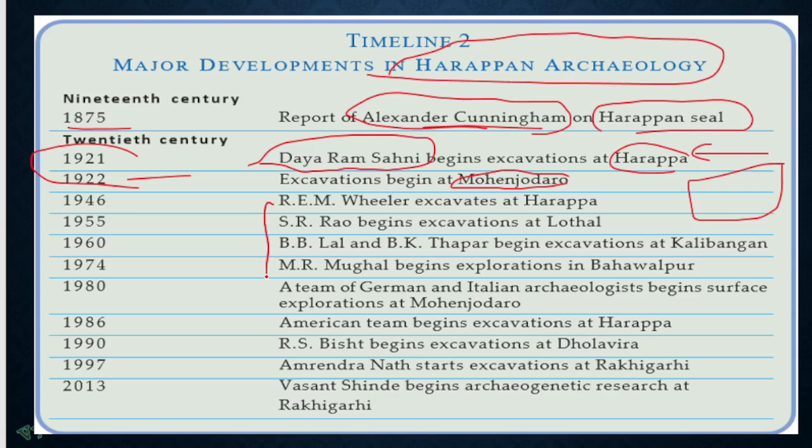All these names you would have seen in your prelims in Match the Following. They keep these people's names on one side, and on the right side, instead of Harappa, they will give something like Vijayanagara dynasty. So you should know what activities these people were involved in. They were all archaeologists related to particular places.